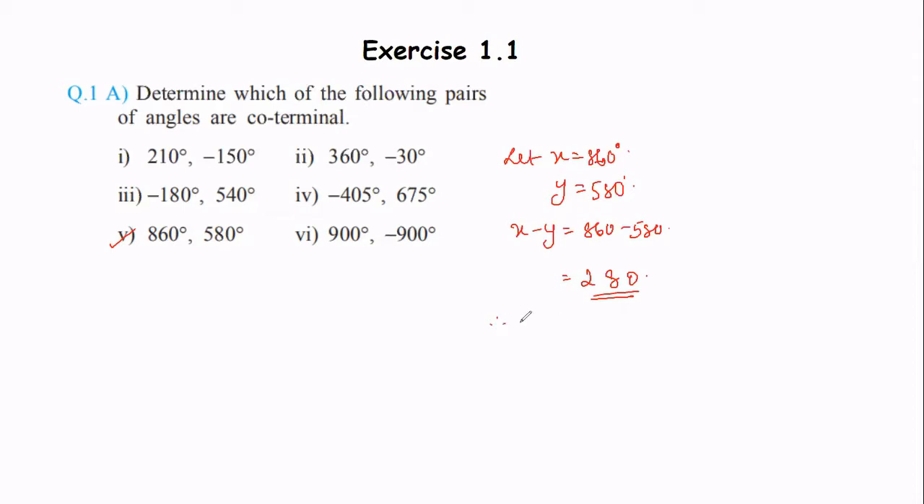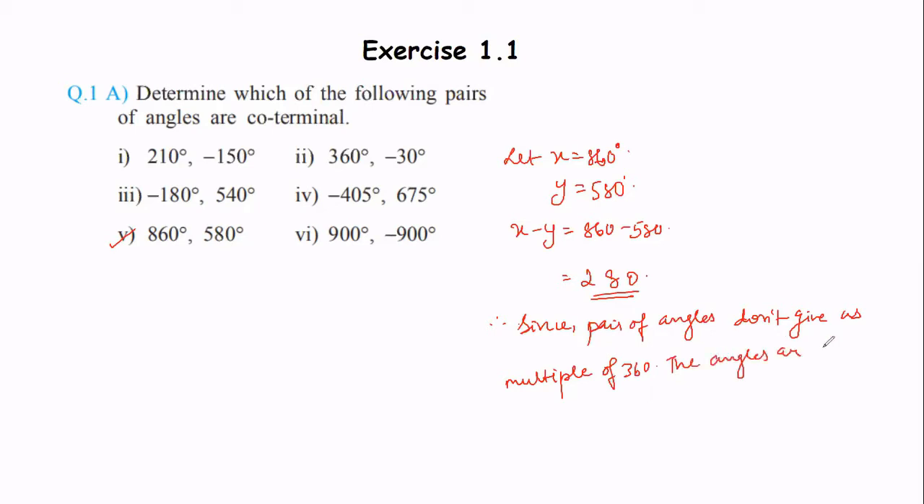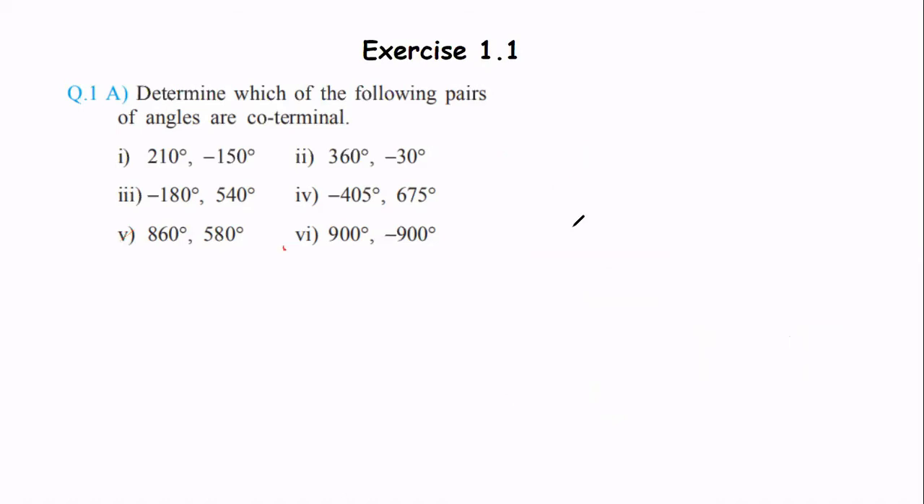Therefore, since the pair of angles doesn't give us a multiple of 360, the angles are not coterminal. So that's for the fifth one. The fifth pair of angles is not coterminal in question 1a. Moving to the last question of 1a, that is question number 6.